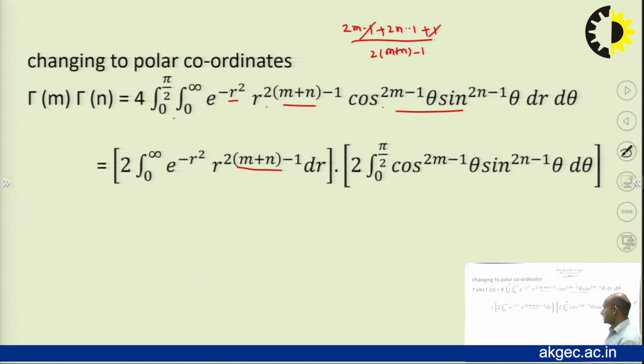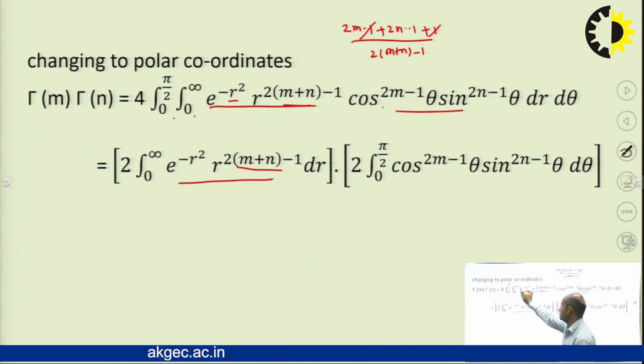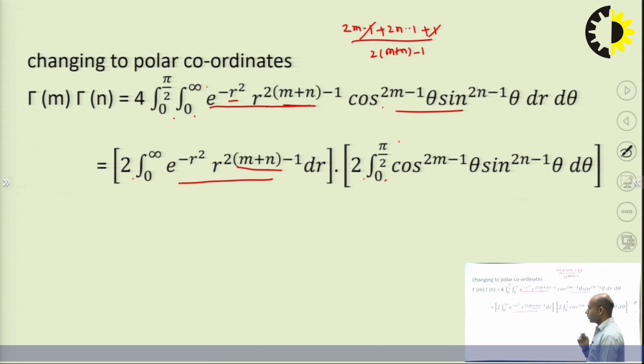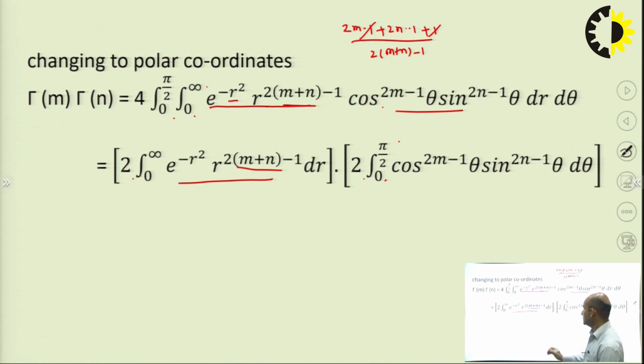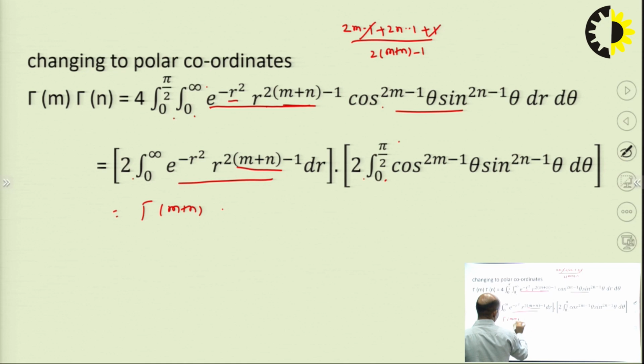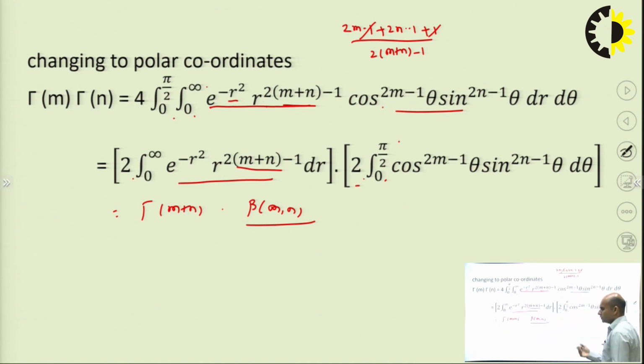Now, since we have constant limits here, we can separate these integrations as a function of r and theta. For the r function, we have this one, and the limit of r is 0 to infinity, and we can write 2 times here and 2 times here. The limit of theta will be 0 to pi by 2, and according to the gamma function formula, this integration will be gamma m plus n, and this is actually beta m n.